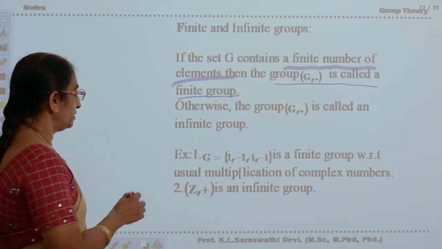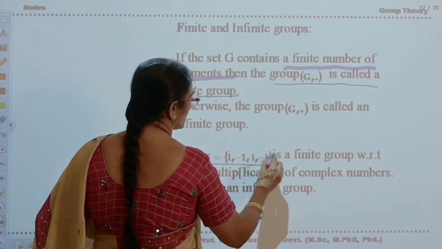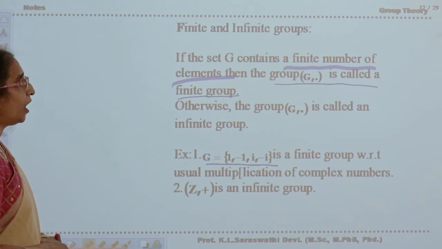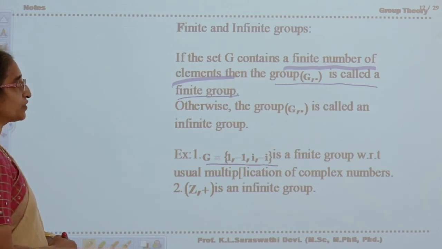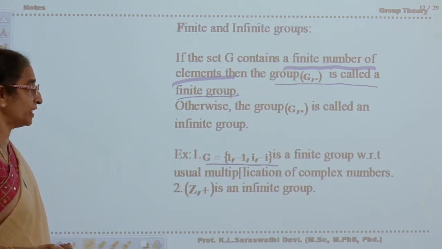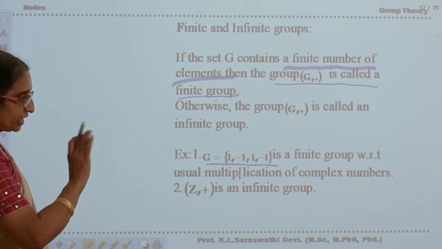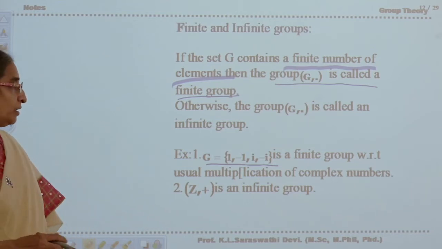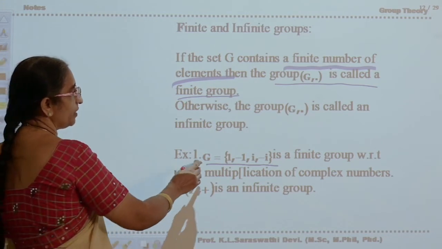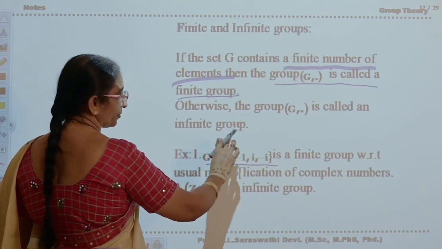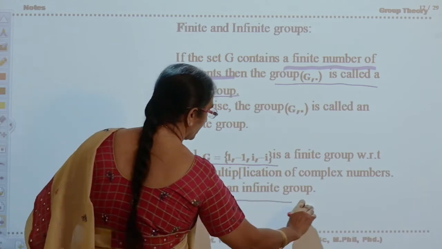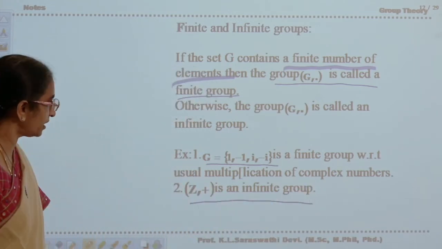Suppose this G is the set of fourth roots of unity. How many elements are there? 1, minus 1, i, minus i. Four elements are there. That will be a group with respect to multiplication. We will see how it looks in a composition table in the next videos. Now it is a group, and the number of elements in this group is 4. Therefore this is said to be a finite group. If you take Z plus, it is an infinite group. The number of elements is infinite.